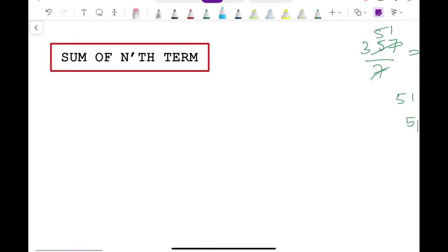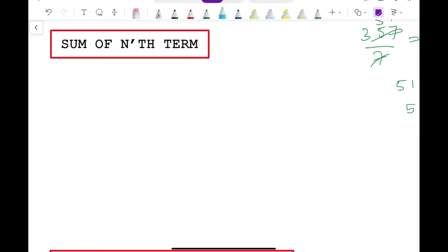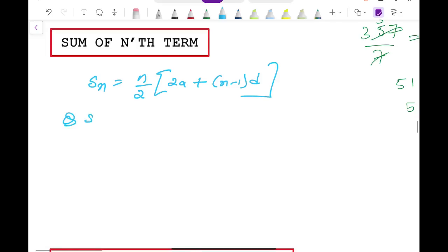So when we talk about the sum of n terms, it's like this. Sn is represented by n divided by 2 times twice of a plus n minus 1 into d. This is the sum of the terms. So if the question gives you the sum of the first 10 natural numbers, there's a standard formula for that, but if you don't know that, you can also do this. You are just asked to find S10 there.